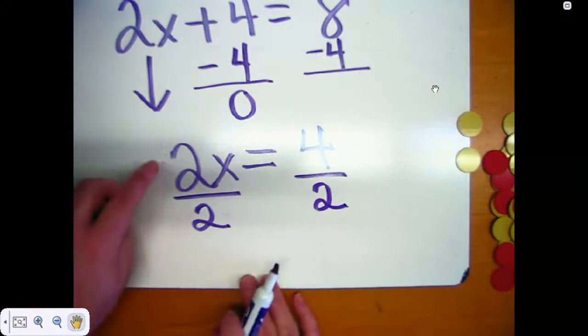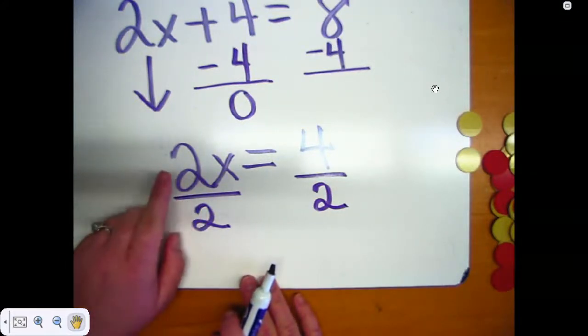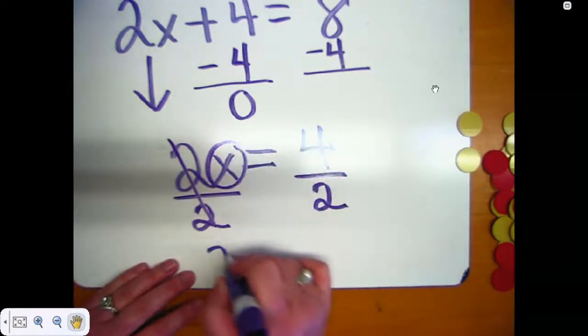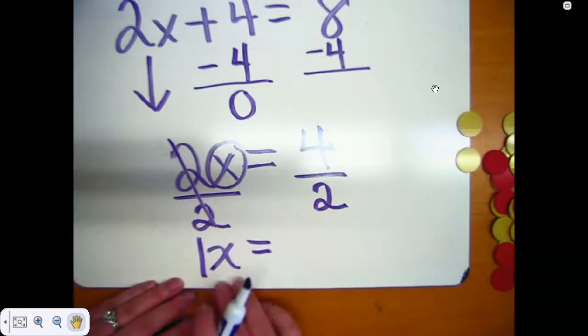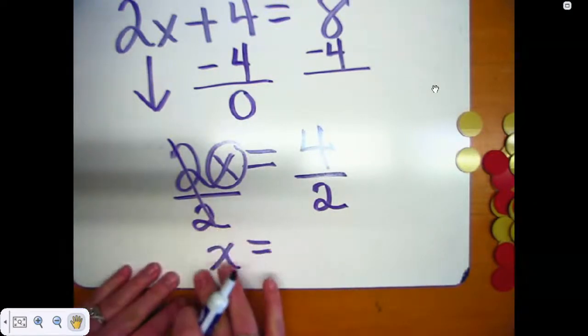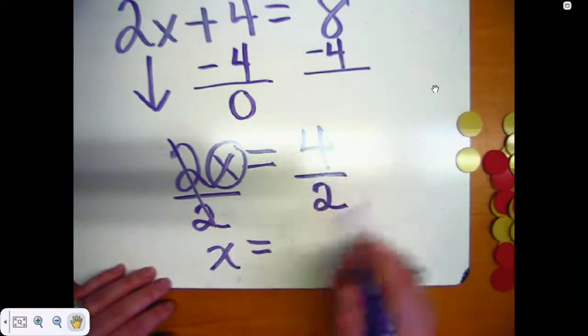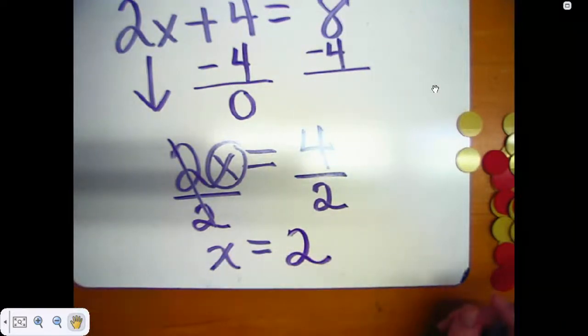So this really says 2x divided by 2, and I know that 2 divided by 2 is 1. So we're only left with x, 1x, but we don't write 1x. We just write x. X is equal to 4 divided by 2, which is 2. So we got the same answer. X is equal to 2.